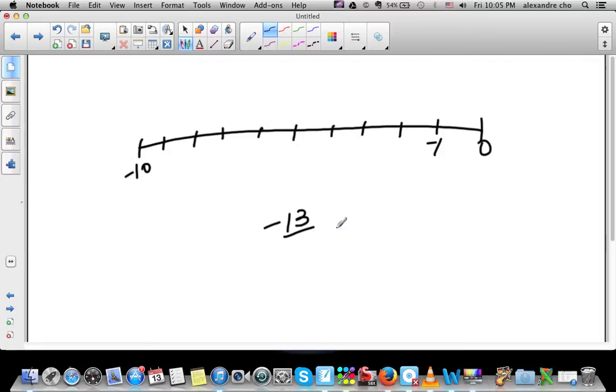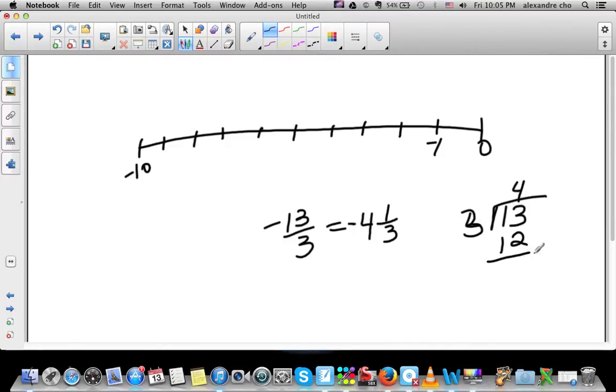I'm not too fond of improper fractions, so I like to change this to a mixed number. So 3 goes into 13 4 times, 1 left over, and 3. So that's -4 1/3. So let's do that process on the side. 3 goes into 13 4 times. 3 times 4 is 12, and 1 left over. So here's my whole number, and the remainder goes on top of the numerator, 1/3.